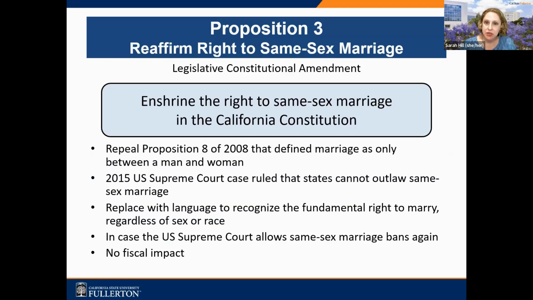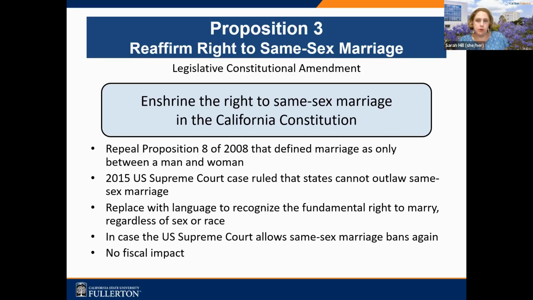Proposition 3. This one's really interesting. This would reaffirm the right to same-sex marriage. This was put on the ballot by the legislature. They are asking us to amend the California Constitution. So they've already approved this, and they're asking the voters to approve it. This would enshrine the right to same-sex marriage in the California Constitution.